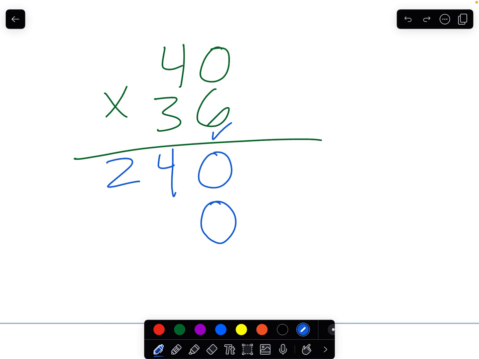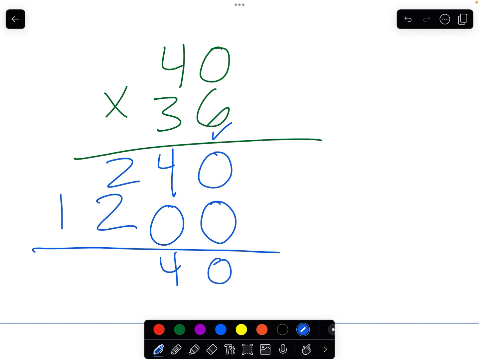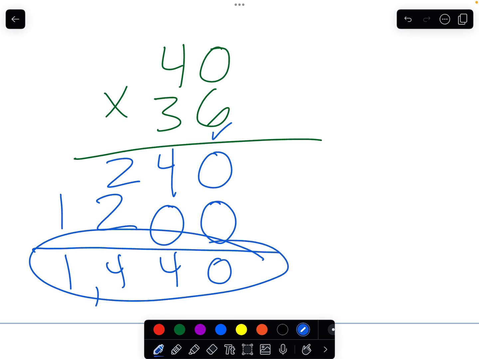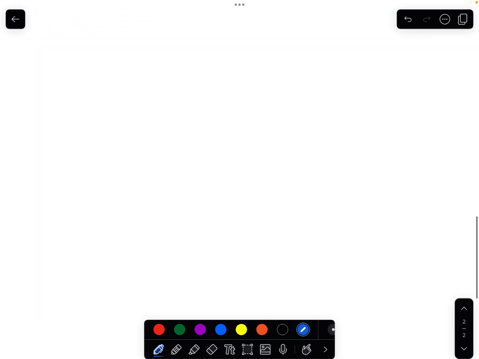Since we're only doing 2 digit by 2 digit right now, I'm only going to remind you that you need to put that 0 there. And let's get started with multiplying the 3. 3 times 0 is 0, right? And now we're going to do 3 times 4. That's 12. We're going to add these up. 0, 4, 4, 1. And now we've got our answer. 40 times 36 is 1,440.